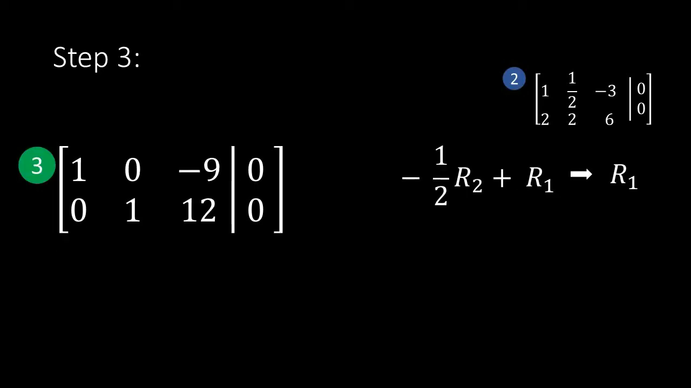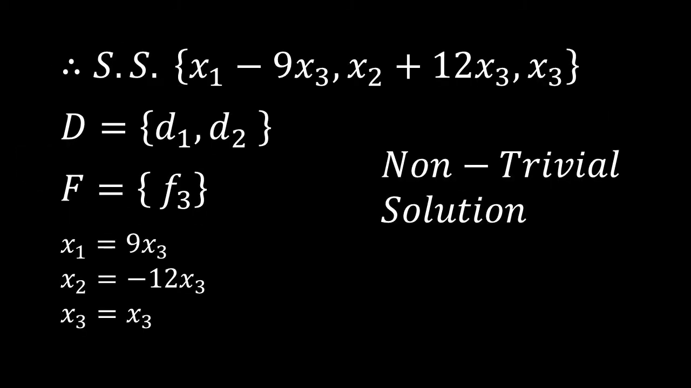Next, copy row 2, then multiply -1/2 to row 2 and add to row 1 to become our new row 1. This is its reduced row echelon form because we can no longer reduce it any further. Our dependent variable is in column 1 and column 2, and our free variable is in column 3.